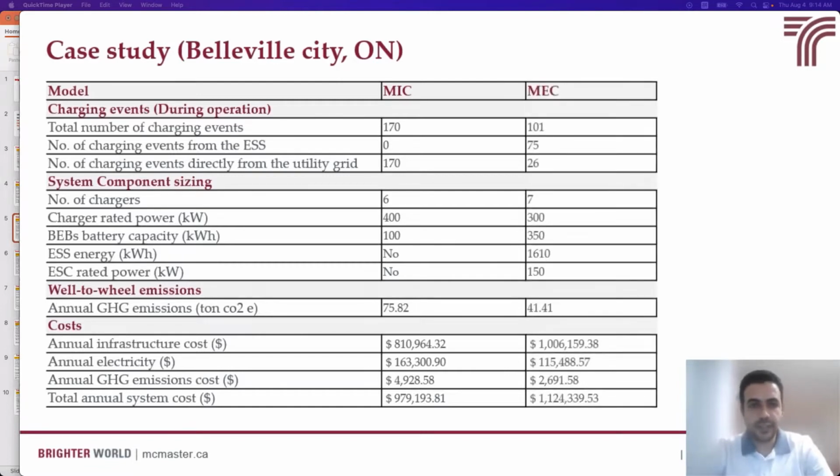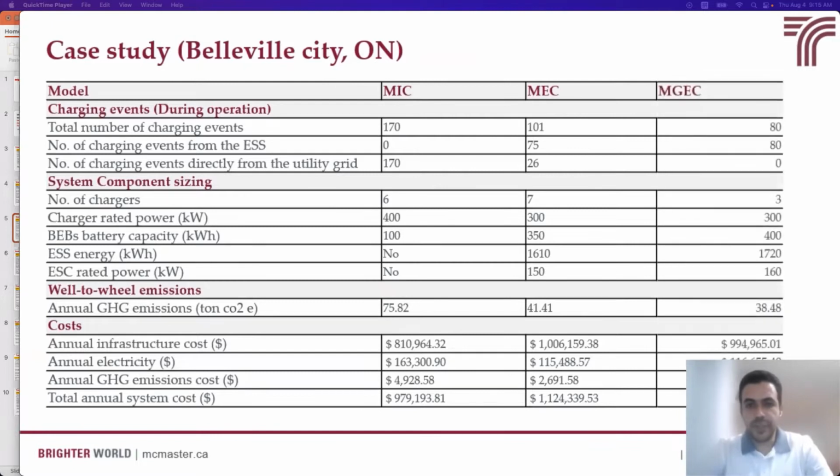For the second model, which is minimizing the electricity cost, we have 101 charging events during operations. 75 are from the energy storage system, and 26 are directly from the utility grid. All the 26 events are in the off-peak period. The system components are 7 chargers with rated power 300 kilowatt, and the battery electric bus battery capacity is 350 kilowatt hours. The energy storage system energy to support the 75 charging events is around 1,600 kilowatt hour, and the energy storage charger rated power is 150. The well-to-wheel emissions is around 41 ton CO2 equivalent, which is less than in the previous model because of the correlation between the off-peak period and the hours of low greenhouse gas emissions.